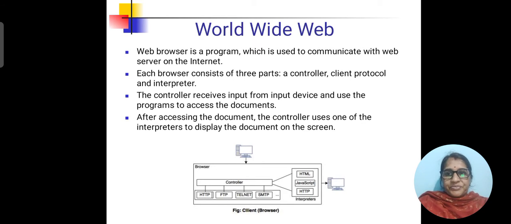The web browser is a program which is used to communicate with a web server on the internet. Each browser consists of three parts, that is controller, client protocol, and interpreter. The controller receives input from input device and uses the program to access the documents. After accessing the document, the controller uses one of the interpreters to display the documents on the screen.